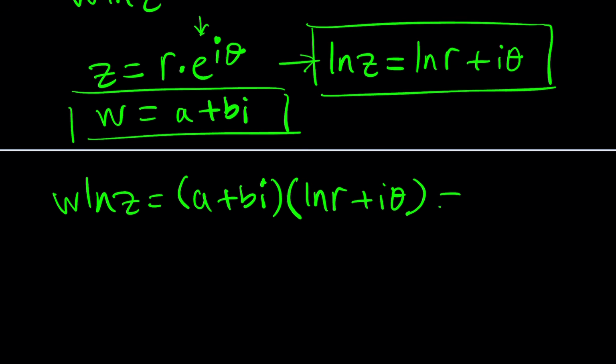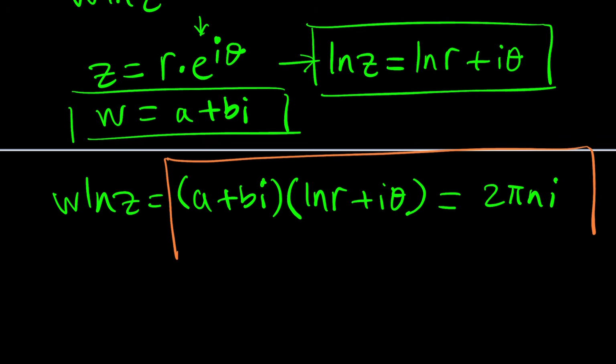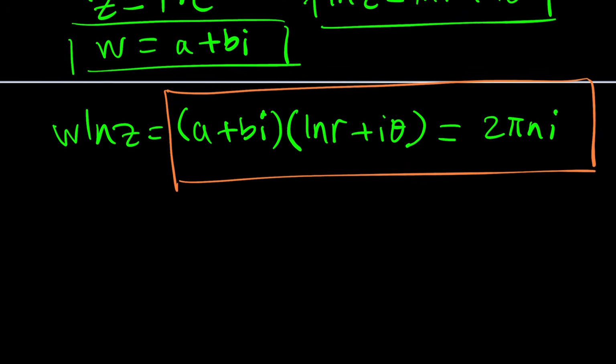And we know that this is equal to what? 2 pi n I. Now, this is the most beautiful part, I think, because you know why? We have two complex numbers that are equal, okay? So this means a lot, okay? Let me tell you.